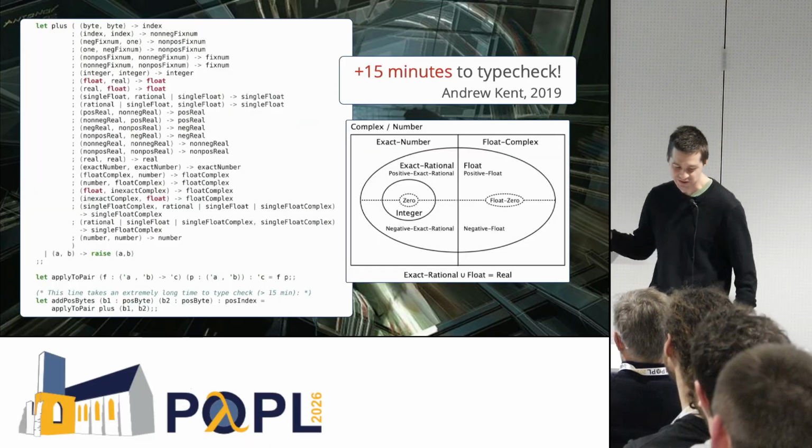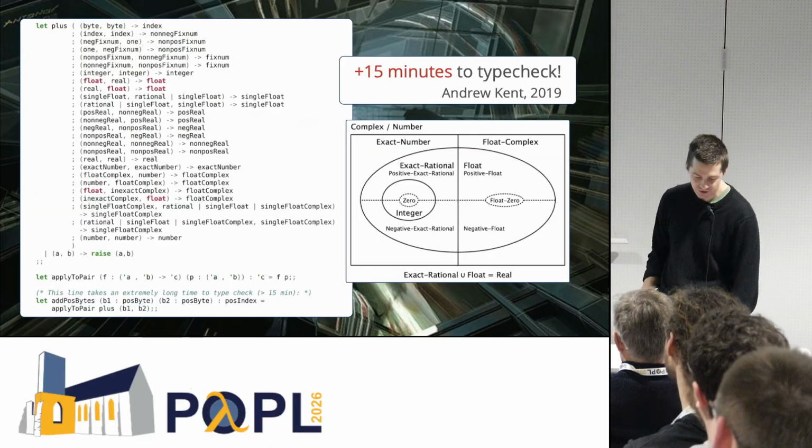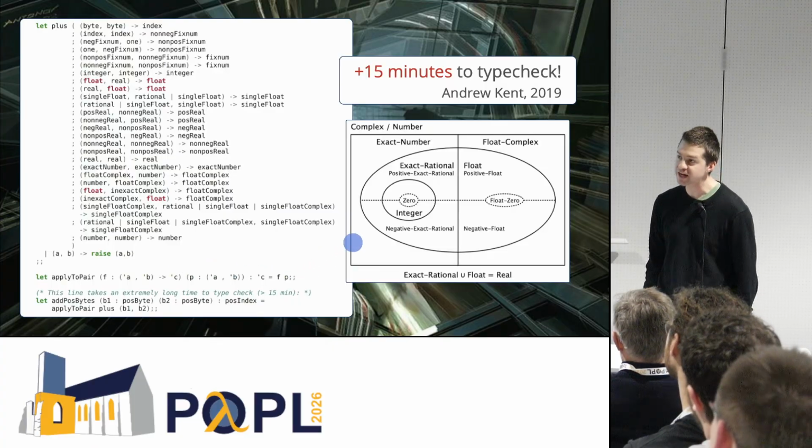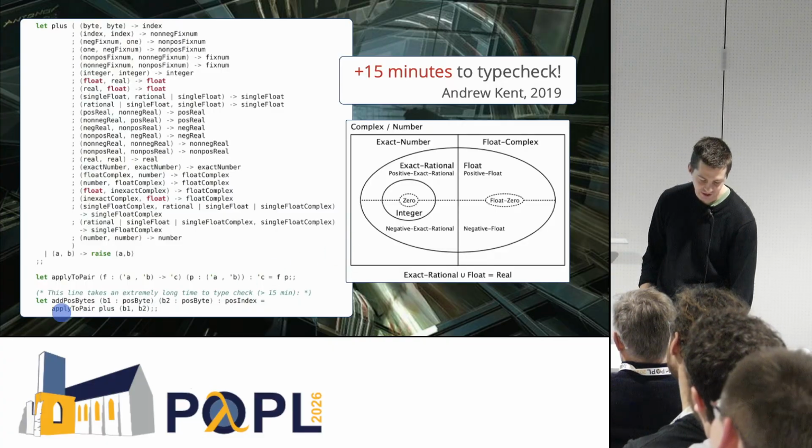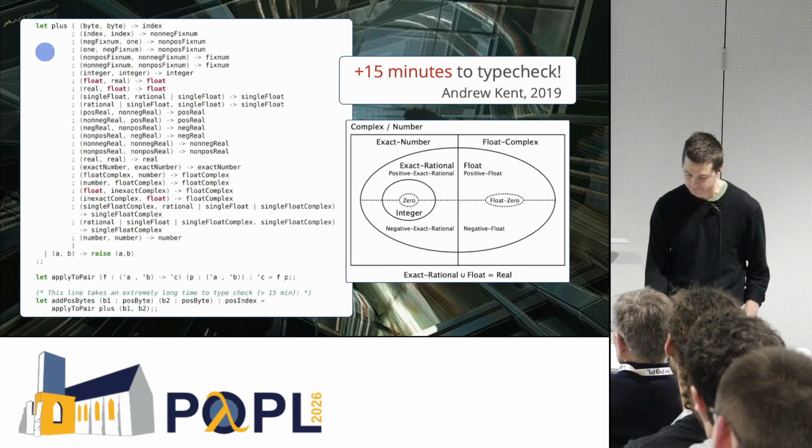This example is also certainly out of date. OK, so this was a few years ago, trying to type check the numeric tower from Typed Racket using set theoretic types. And it took over 15 minutes to check add, because there's many cases in the union. This is problem solved for sure.